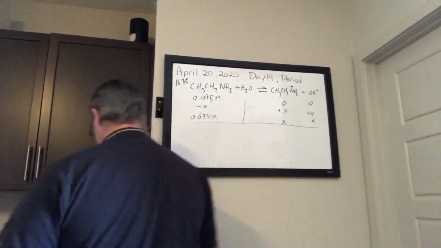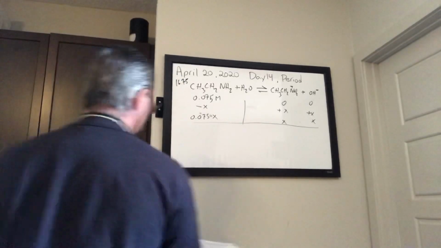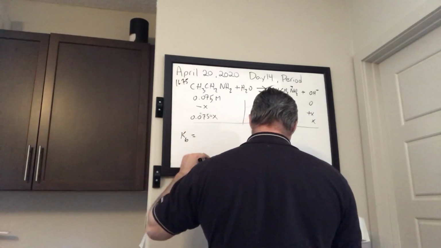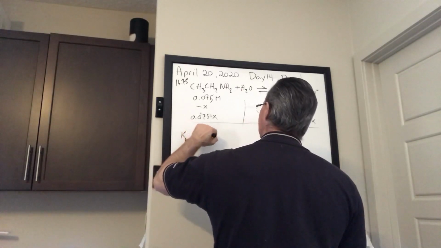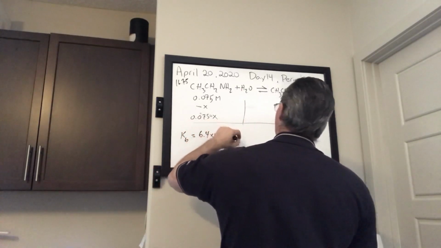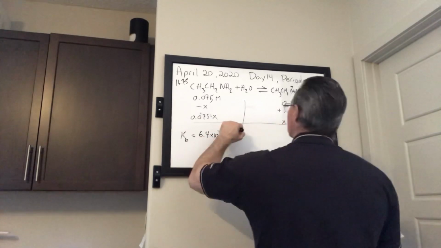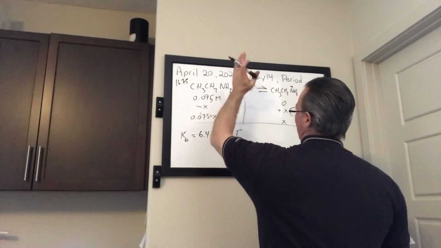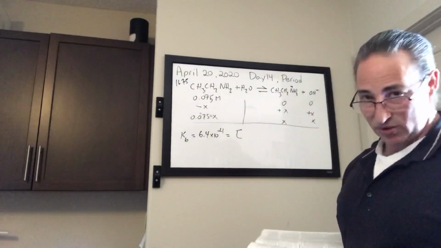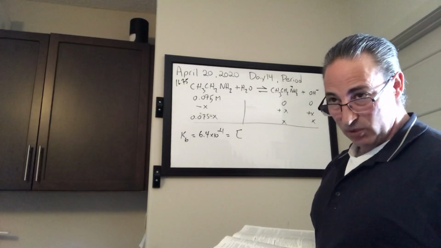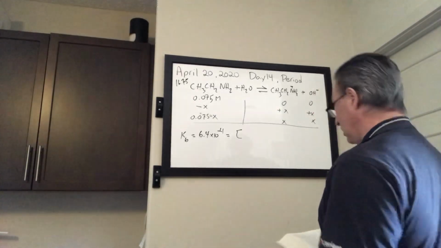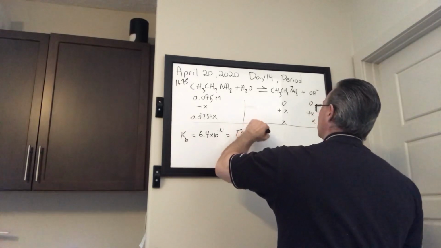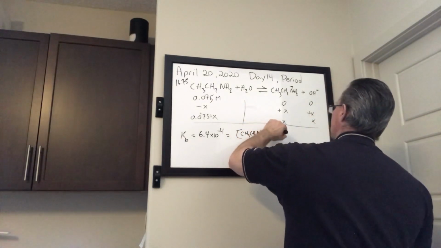The Kb value, Kb is equal to 6.4 times 10 to the negative 4. And then that's going to be equal to the concentration of products over reactants. You don't include water because water is at a concentration of 55 molar. So the Kb values don't include the water because it's been factored out. So it's the ethylammonium concentration times the hydroxide ion concentration.